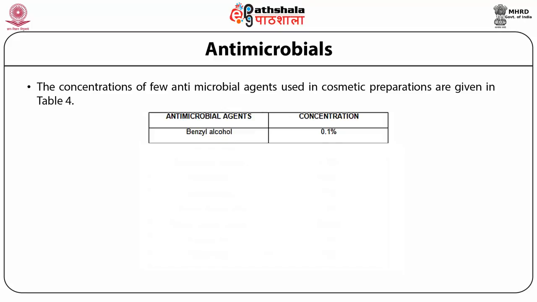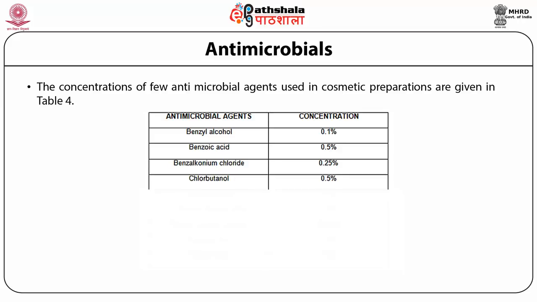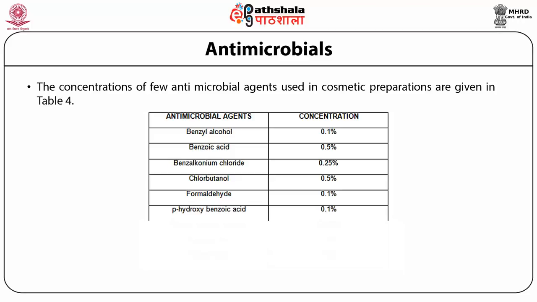0.1%. Number 2, benzoic acid, which is used in the concentration 0.5%. Benzalkonium chloride is used as an antimicrobial in the concentration 0.25%. Chlorbutanol in the concentration 0.5% is used as an antimicrobial. Formaldehyde in the concentration 0.1% is used as an antimicrobial agent. Parahydroxybenzoic acid in the concentration 0.1% is also used as an antimicrobial agent.